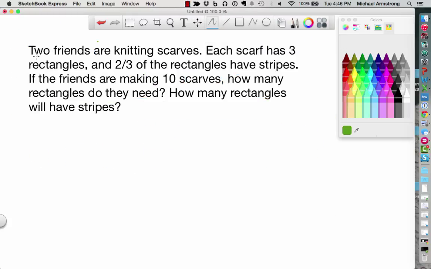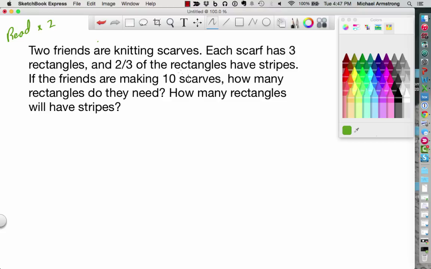Okay, here's the second problem, and we're going to read it twice. We're going to do that one more time. 2 friends are knitting scarves. Each scarf has 3 rectangles, and 2/3 of the rectangles have stripes. If the friends are making 10 scarves, how many rectangles do they need? How many rectangles will have stripes?